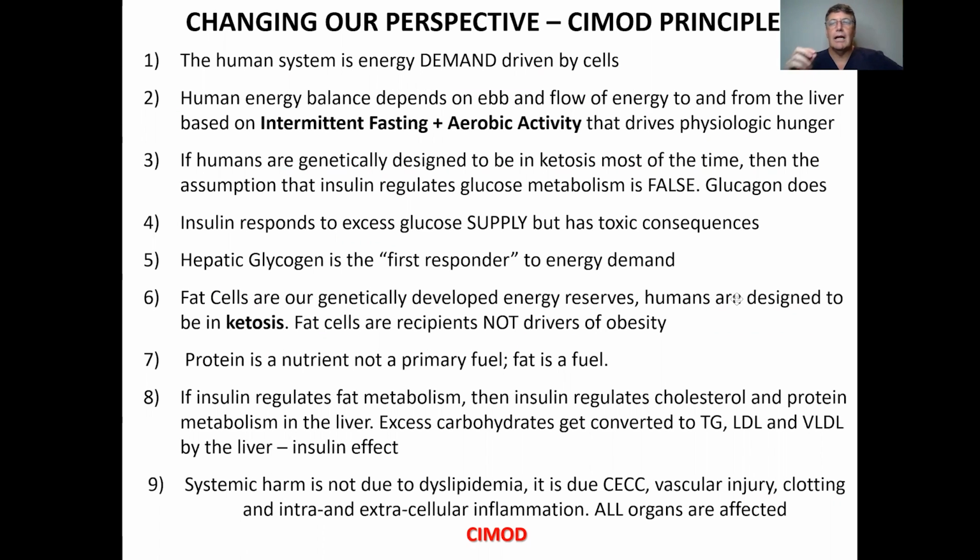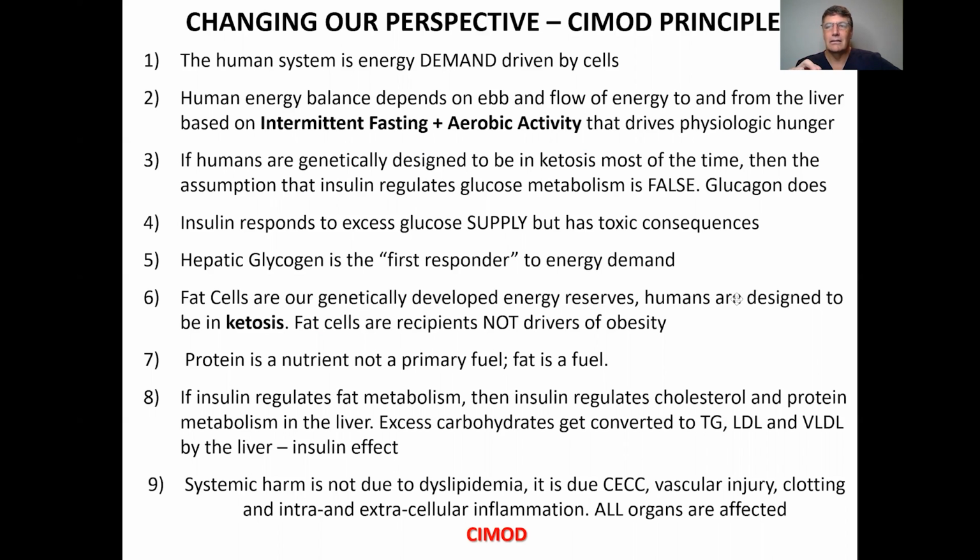changing our perspective, we've got to understand that this complex human system is an energy demand system. And that energy demand is driven by the body cells. Human energy balance depends on the ebb and flow of energy to and from the liver based upon intermittent fasting and feeding, and aerobic activity that drives physiologic hunger. And it's interesting that if humans are genetically designed to be in ketosis most of the time, which we are, the healthiest place to be, then the assumption that insulin regulates glucose metabolism has to be false.